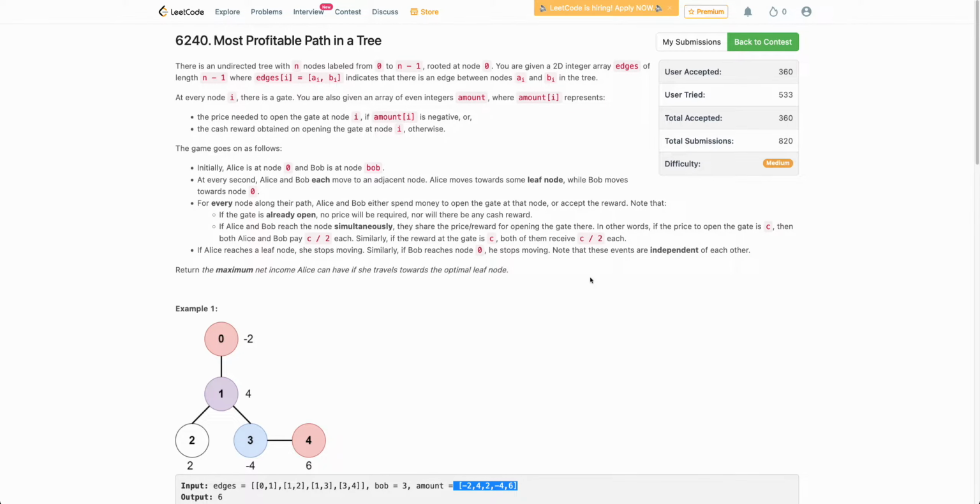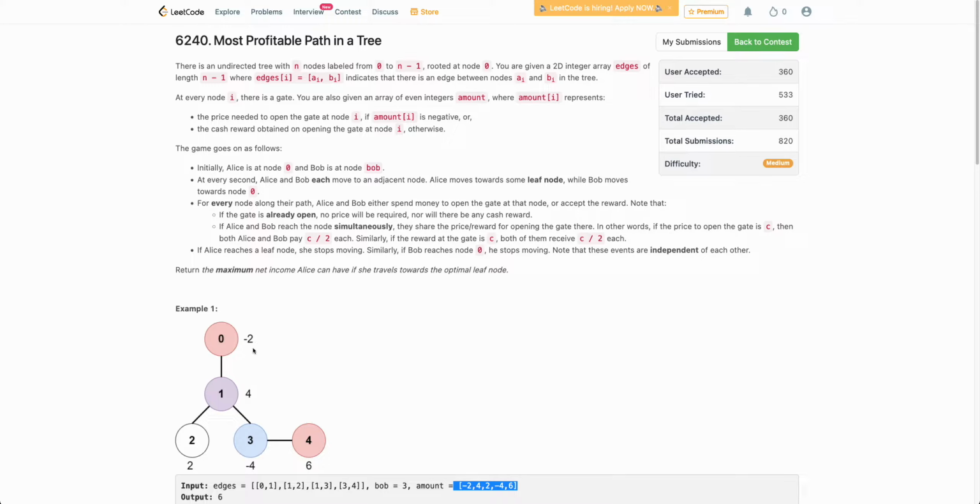Hello everyone, welcome back. In this video, we'll be discussing the third problem of today's biweekly contest, most profitable path in a tree. The problem states that you are given a tree, and each node of the tree has a value associated with it. There are two players in the game, Alice and Bob. Whoever reaches that node first will get that much amount.